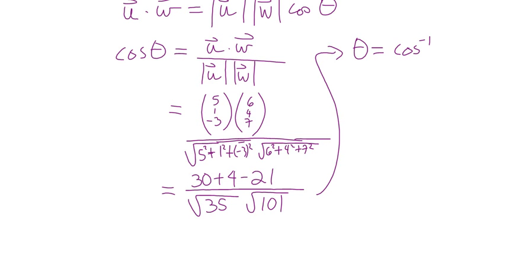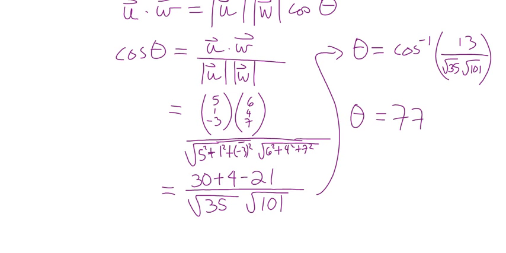We don't need to simplify anything here. Well, we need 34 minus 21. So it's the cos inverse of 13 over root 35, root 101. You don't need to worry about root 35 or root 101 and reducing or anything. So what's theta? 77.37 degrees. So let's go with, to the nearest tenth, 77.4 degrees. Okay, done.